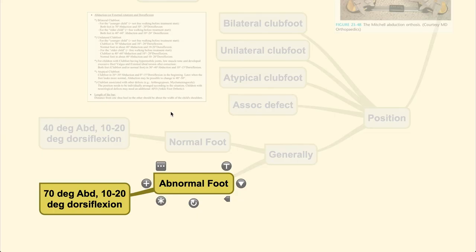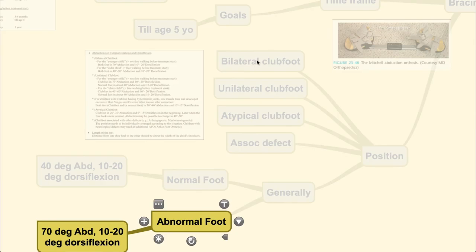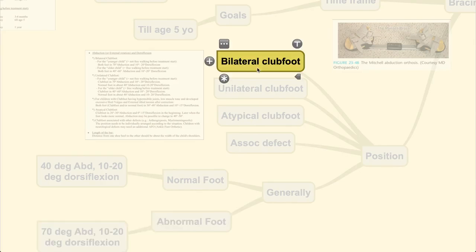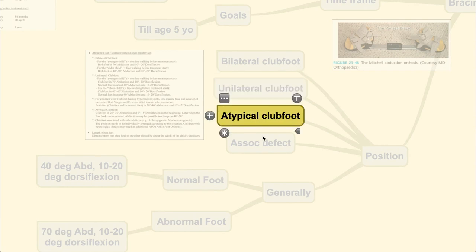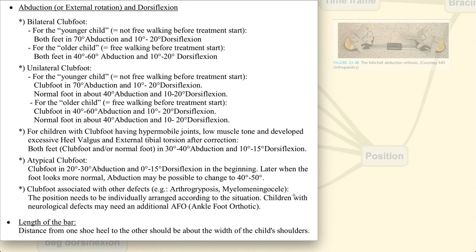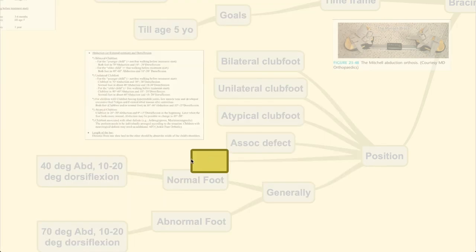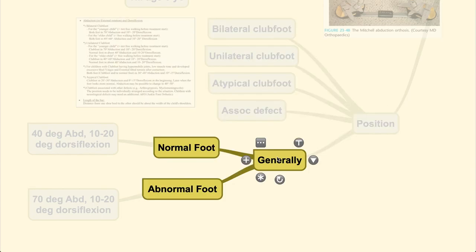Now there are certain exclusions for these normal values, that is if the patient presents with bilateral clubfoot, unilateral clubfoot, atypical clubfoot, or those with associated defects. And you can see here in the global health guidelines that they have shown you clearly what the goals are that need to be achieved for each of those clubfeet. And you can read them and try to understand them. These are the general guidelines, but you do not need to memorize each and every one of them. You need to know what the general acceptable values are.